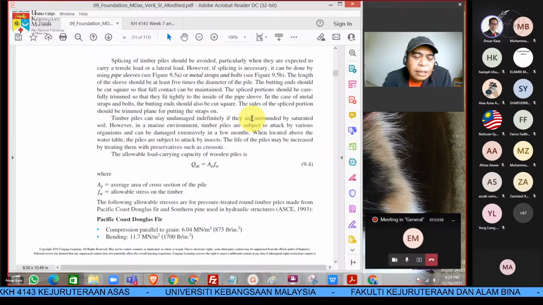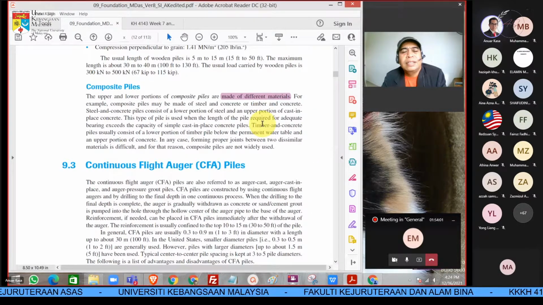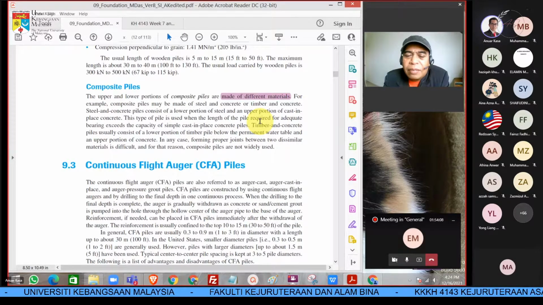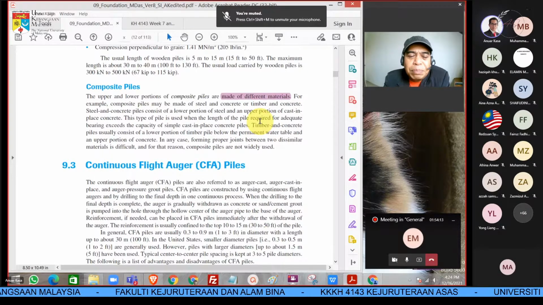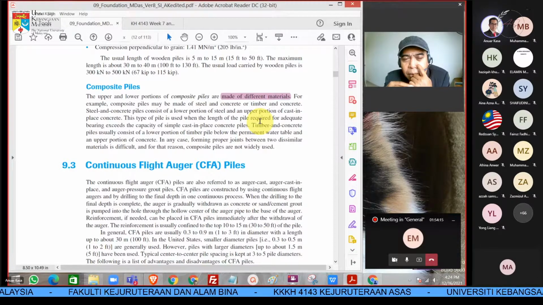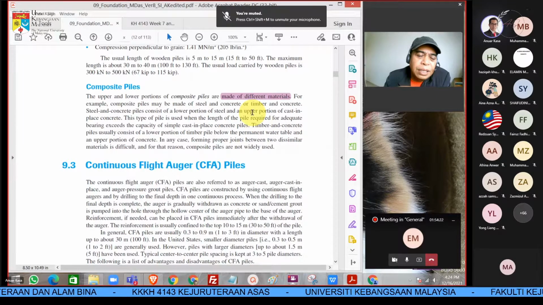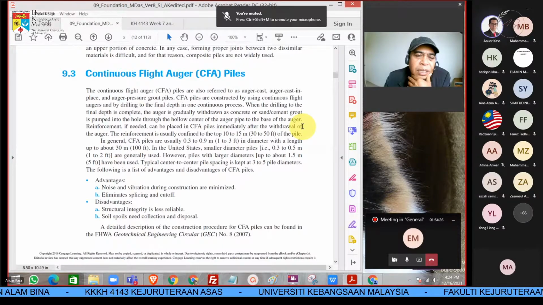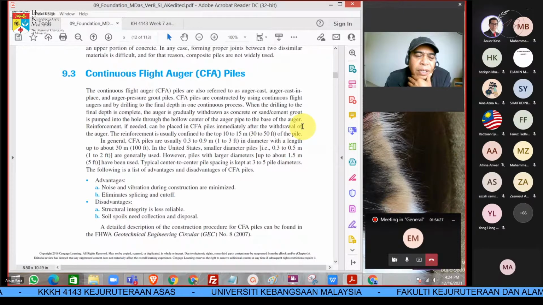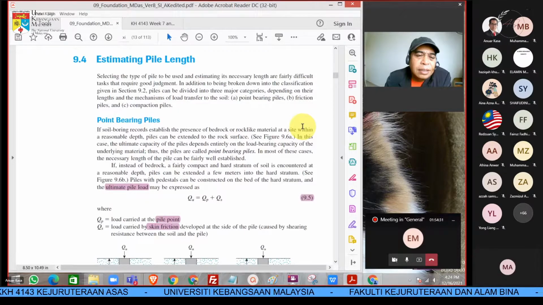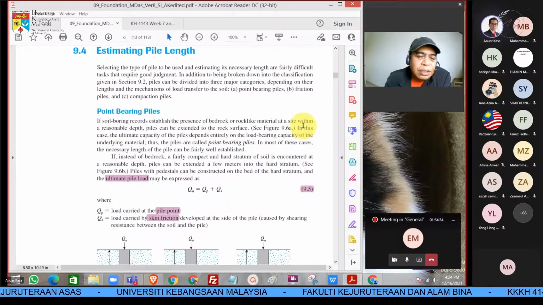Okay, and we can also have a composite pile. Composite means several materials. We use several materials for a single pile. Maybe concrete plus timber and so on. We also have the CFA pile. Okay, the idea is those are general information.